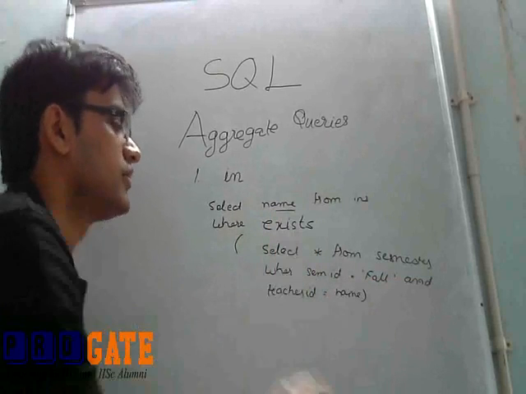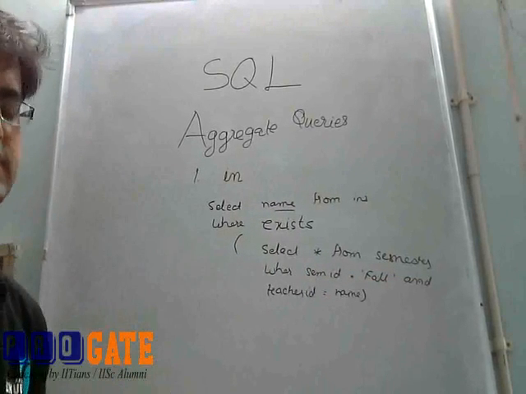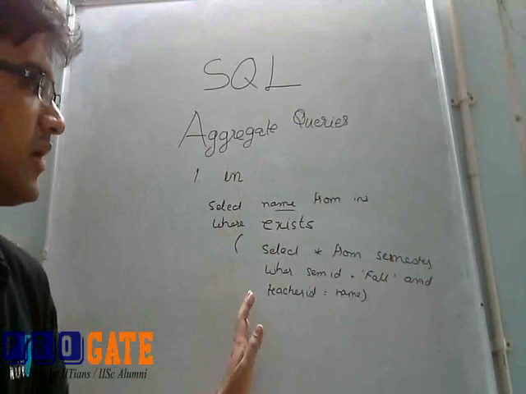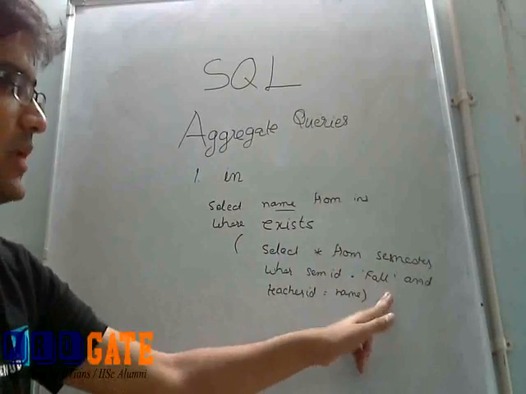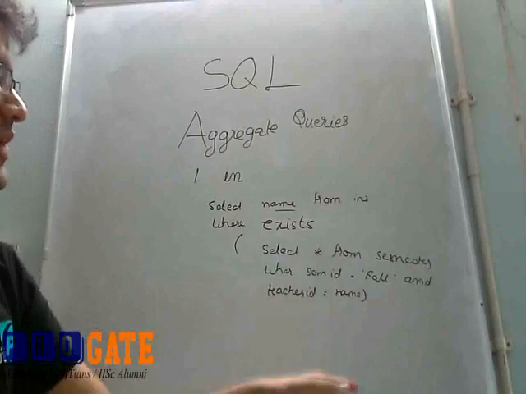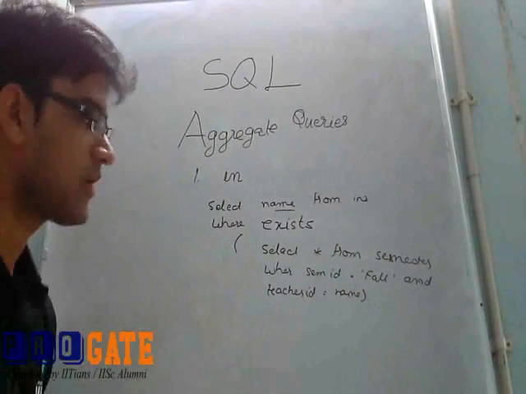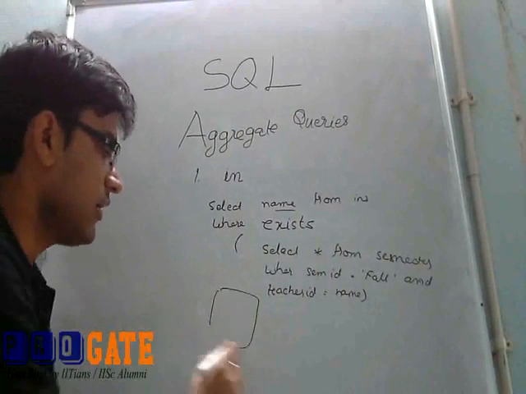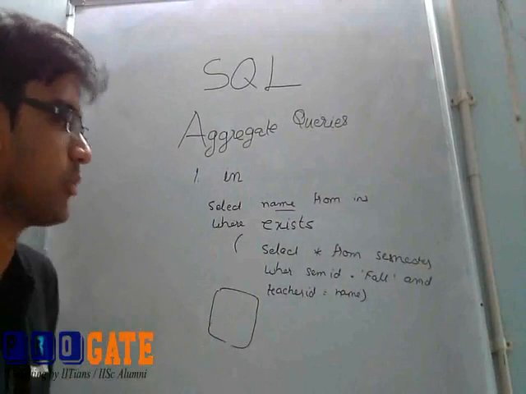this name. So this will first check if there is any fall sem in which the teacher takes a course. If there is, then the result of this query will not be null. And if this is not null, then the name will be printed out. The name will be printed in the output.